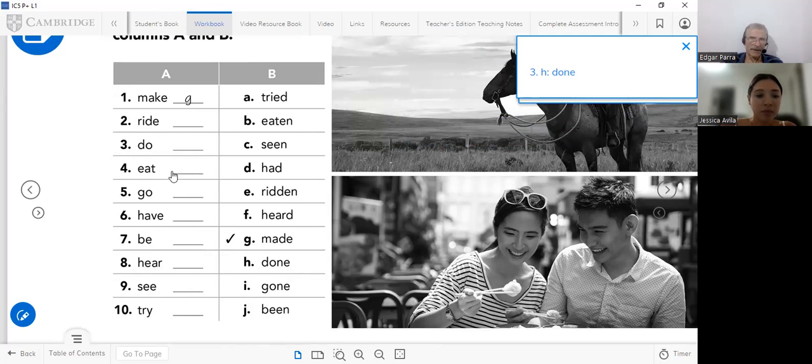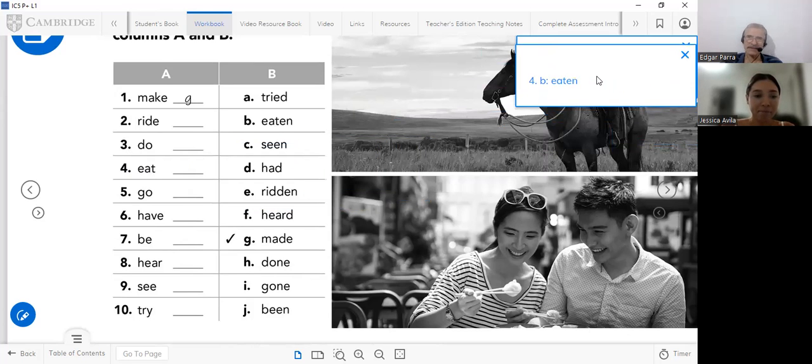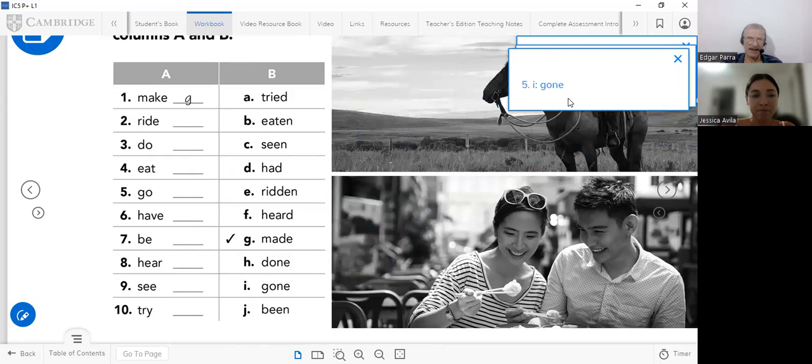What do you say for number four? What letter is it? Letter B. How do you pronounce it? Eaten. Okay, good. Here you are. Continue, please. Number 5. It's letter I. Gone. Okay? Can you repeat it? Gone. Okay. Continue with number 6. Have, letter D. Had. Okay, good. Continue with the next one.